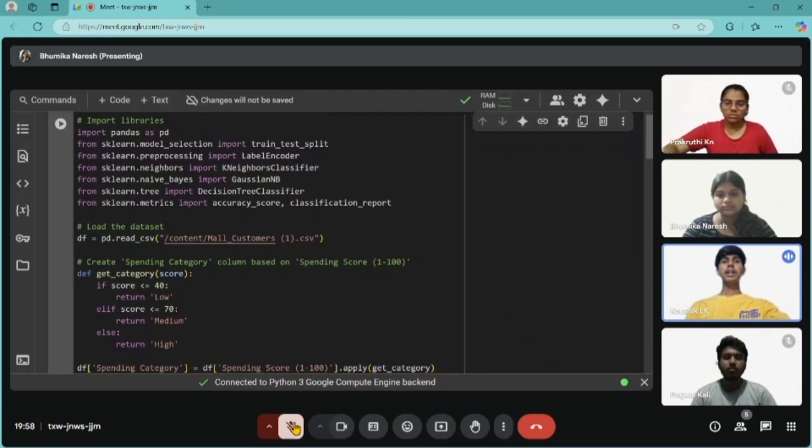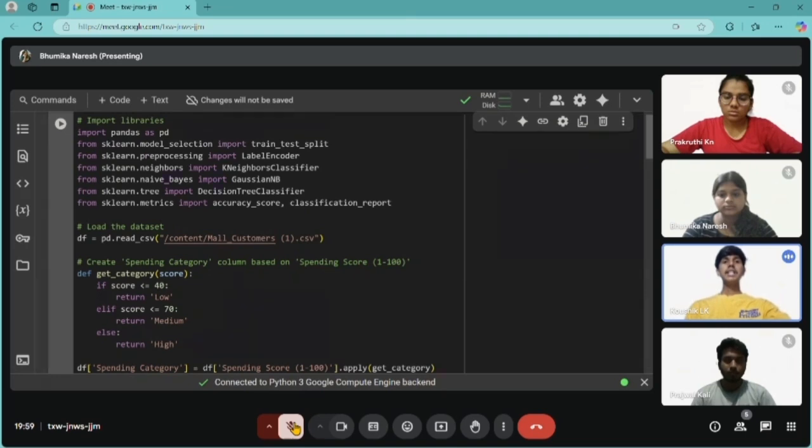The three models compared are, firstly, K nearest neighbors, a distance-based algorithm; then decision tree, which uses a rule-based tree structure that splits data based on features; and Naive Bayes, a probability-based classifier that assumes feature independence. Our goal is to see which model performs best and under what conditions each model is suitable.